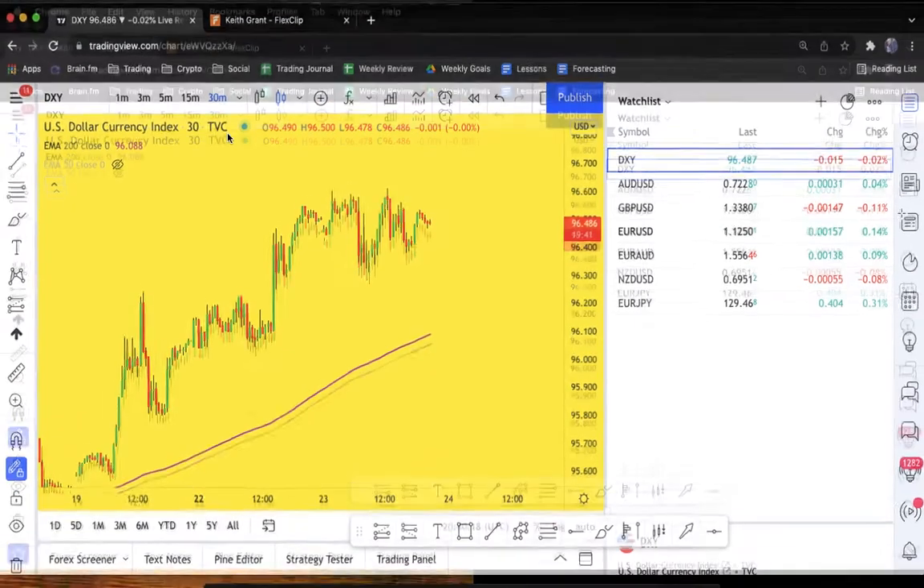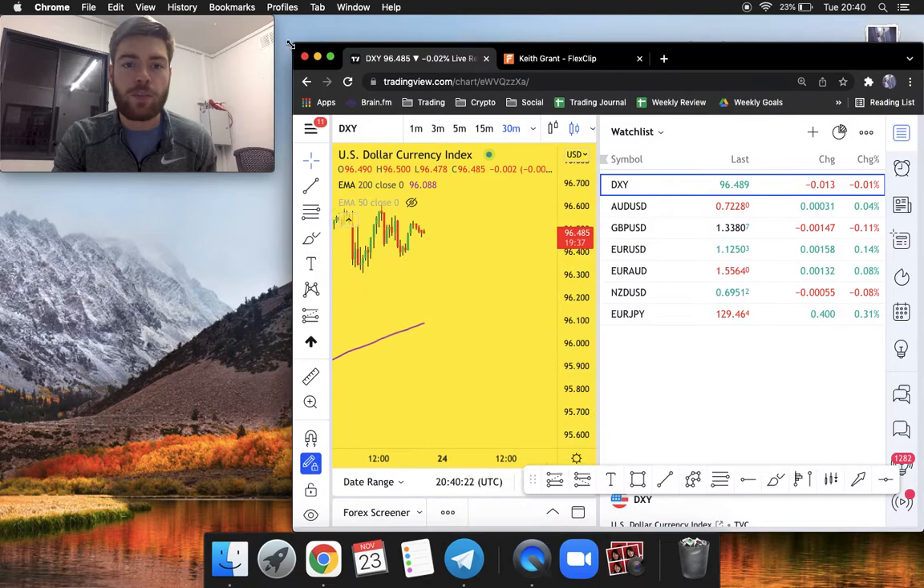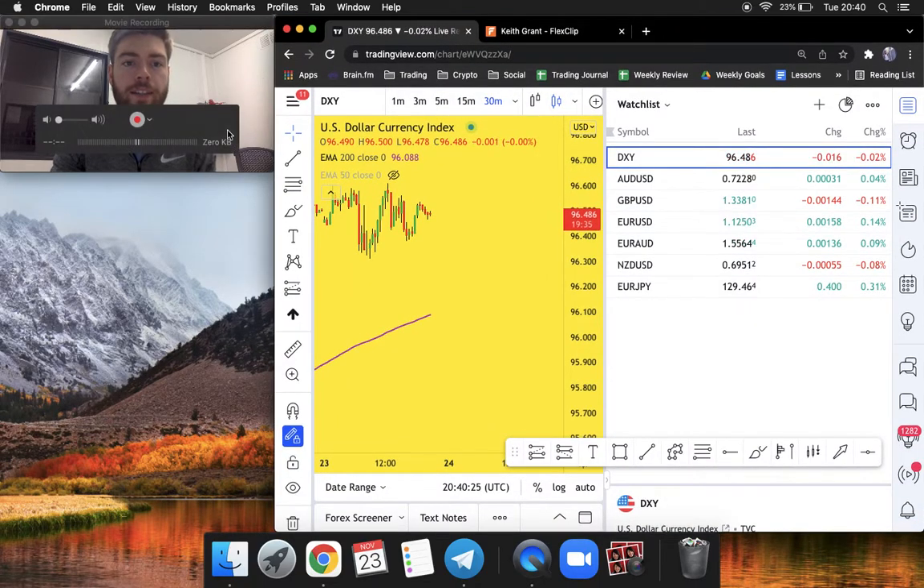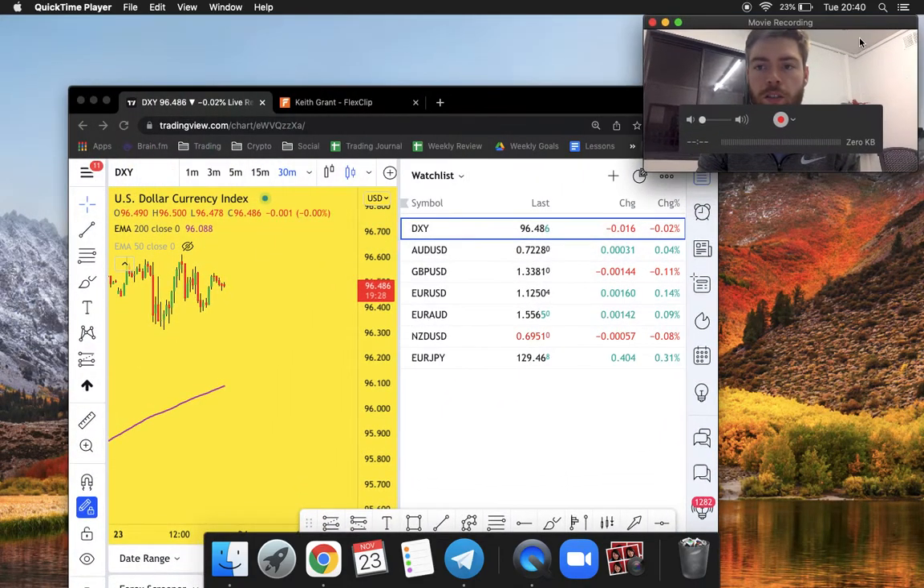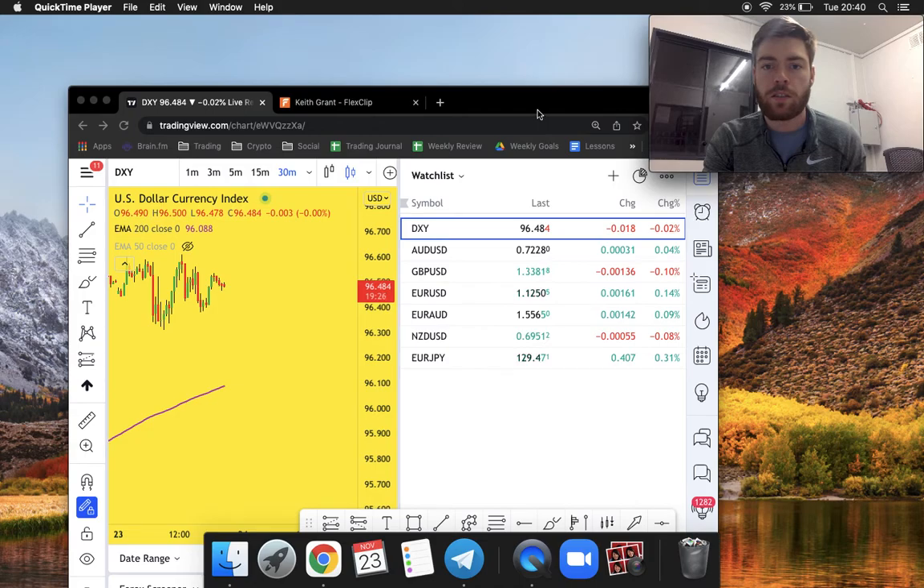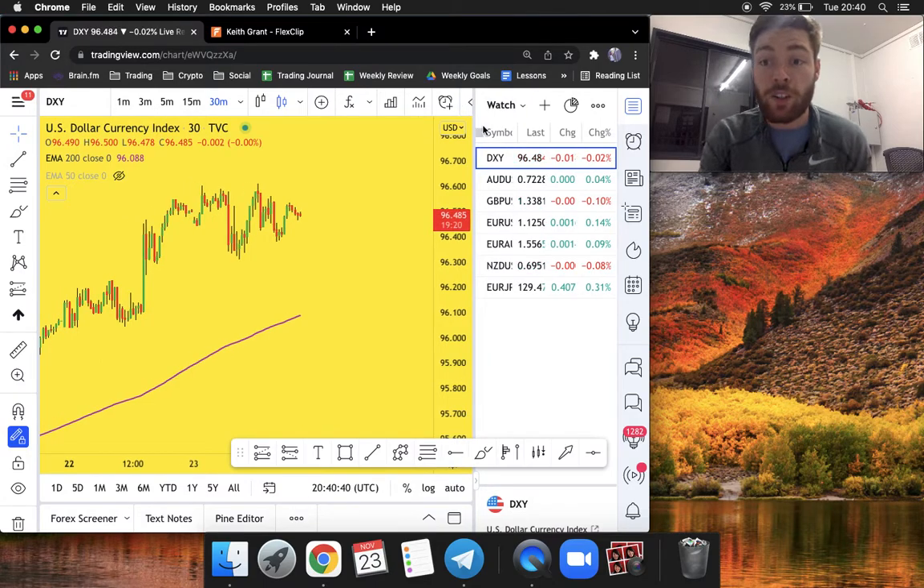So as you can see here, I have the DXY up on my chart, okay, and basically you can see that the DXY has been pumping to the upside. So now that we understand that, we know that again we have a strong dollar. Understanding that, then we can go ahead and look at other pairs.